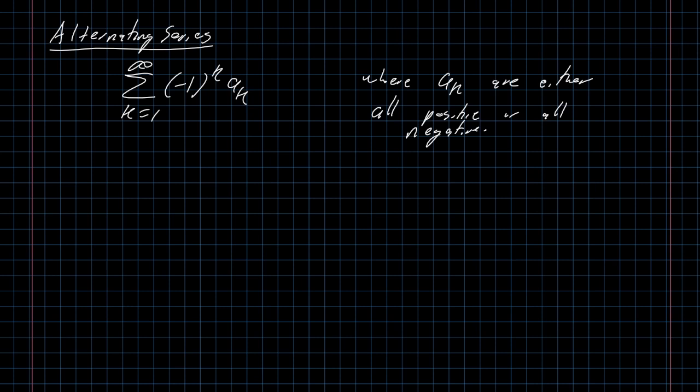Where the a_k themselves are either all positive or all negative. I'm just going to list out the terms of a quick example here to make sure that you understand what's going on.